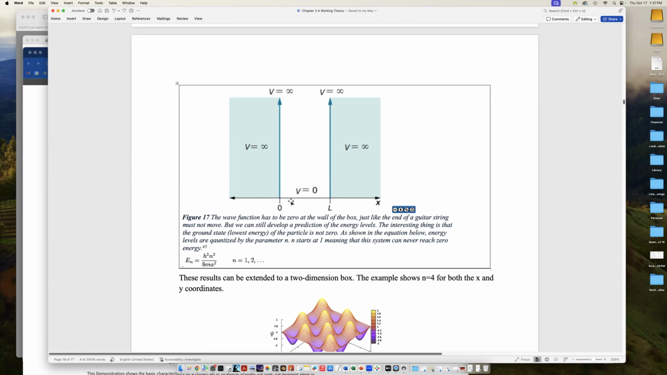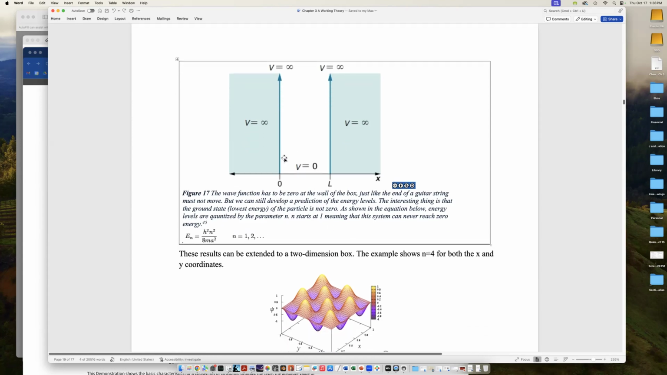You can add energy to the particle, and those energy levels have to behave according to this. There can be no case where the energy level has, for n, some number other than these integers. They must have integer values. So that's a form of quantization, and you can extend this from a one-dimensional case.